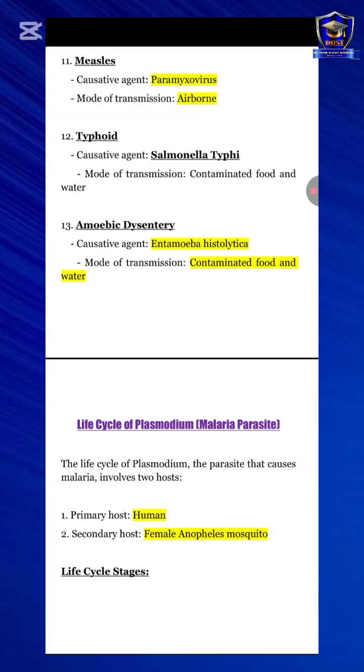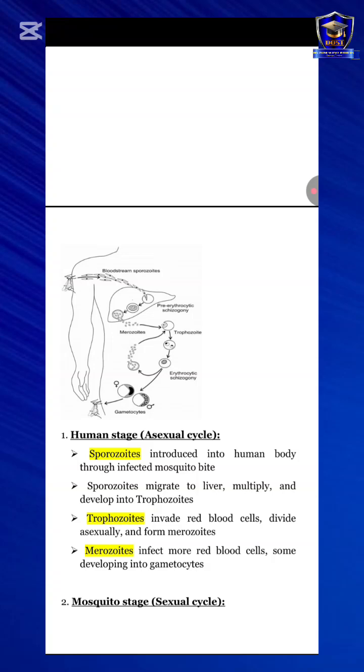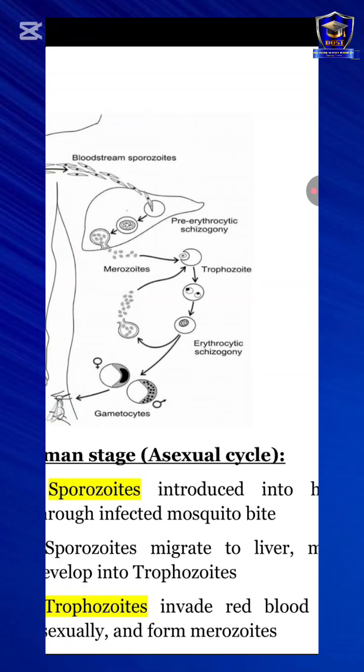Okay, so lastly in this class, we're going to be looking at the life cycle of Plasmodium, which is the malaria parasite. Okay, and every stage of this life cycle should be noted by every student. All right, so generally the Plasmodium has two major hosts, the primary host and the secondary host. The primary host is actually a human, and the secondary host is the female Anopheles mosquito. All right, so let's look at the life cycle stages one after the other. Now let's zoom into this particular diagram and see what is in it.